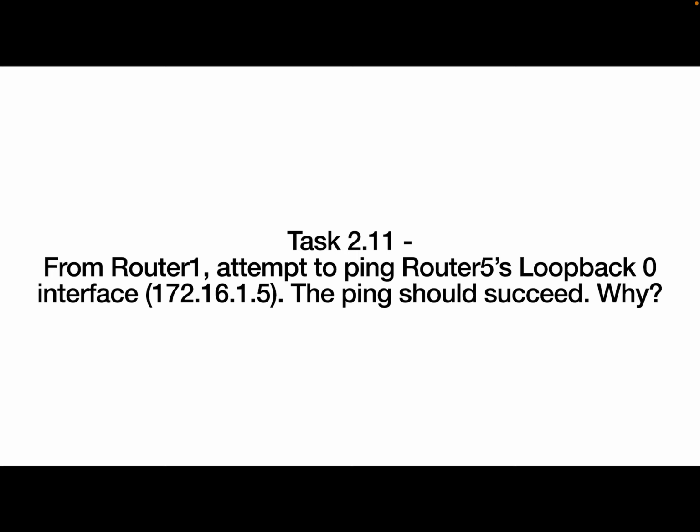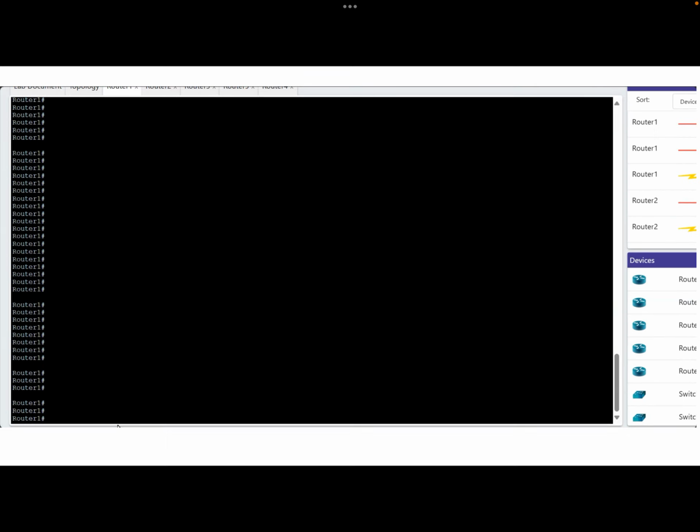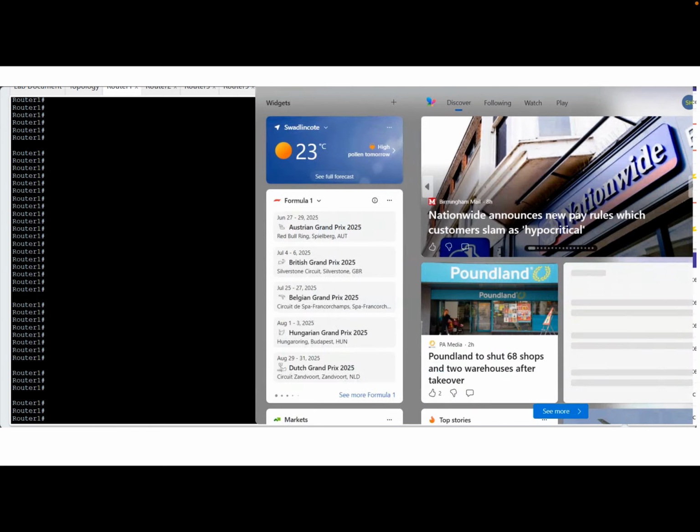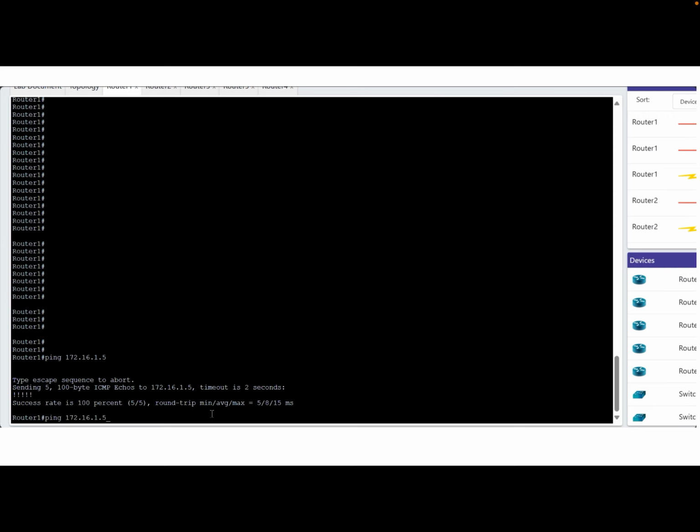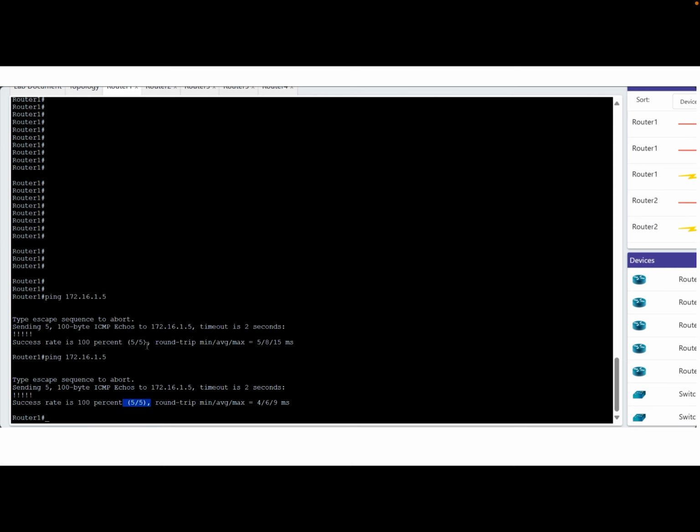Now task 2.11. Remember, this is the exact same thing as in task 1. Router 1 is going to ping router 5's loopback 0 interface, 172.16.1.5. What's going to happen now? The ping should succeed. So let's have a look. Ping 172.16.1.5. Brilliant, pings were successful. I did that again, and yes, pings were successful. So pings are working now.